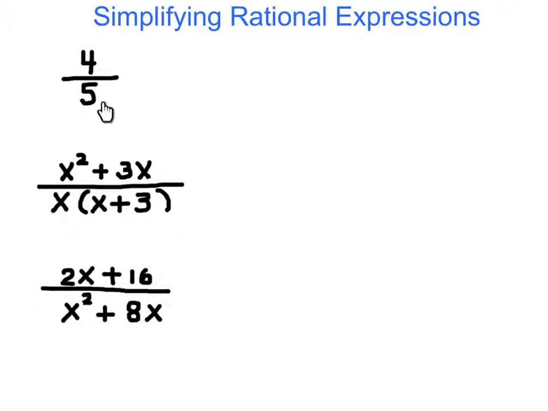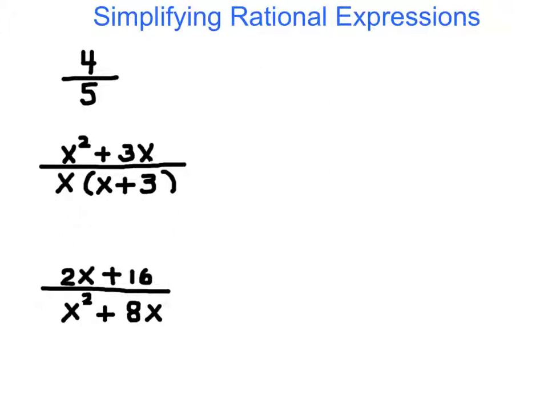Let's look at our first rational expression, 4 over 5. This expression is simplified as much as it will ever be. If we look down here, this expression is not. We can simplify it further. I want to point out that we cannot have a 0 in the denominator because that's considered a divide by 0 and that is undefined. So our denominator can never equal 0.